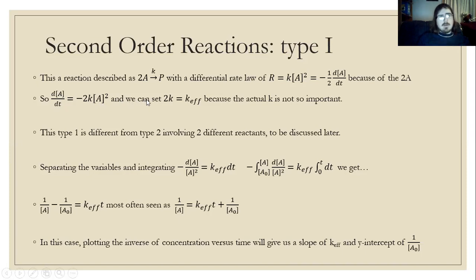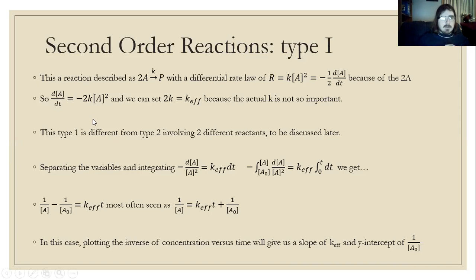But the fact that K is a constant and 2 is a constant number means we can essentially encapsulate that 2K into a new constant we call K effective. Because the actual K is not really that important. Finding out real K versus K effective will not change things. So you don't really have to worry about this. Type 1 is going to be different from type 2, where type 2 will involve two different reactants, and we'll discuss that in a slide or two.